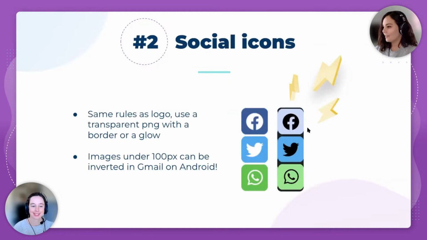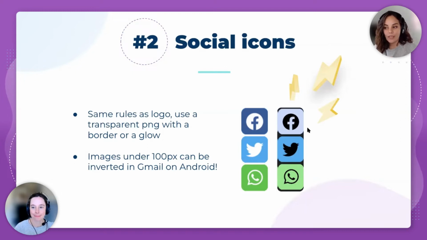Really good tip. Next one, social icons. This is a really similar thing. You have to make sure that there's something around it. If you're doing a really simplified logo, you want to make sure you've got something to make it pop out of the black background that surrounds it. But I wanted to talk about one little snag that some cool email geeks have found: any image under 100 pixels, which is about the size of a social icon generally, can be inverted in Gmail on Android. So this is something to think about. It's actually affecting the colors of the image.